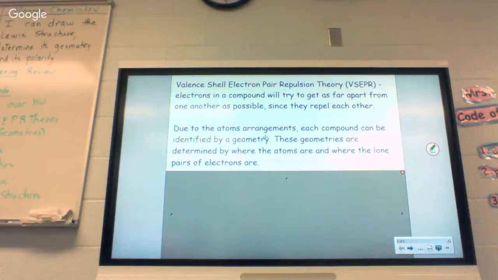All right. Now, due to an atom's arrangement, each compound can be identified by geometry. Okay? So, based on where I position myself and where Emma positions herself on an atom, we can have a geometry. Geometries are going to be determined by two things.